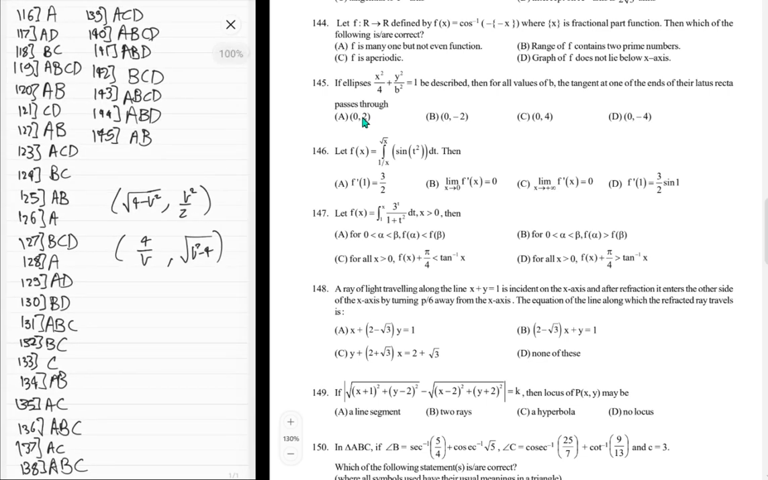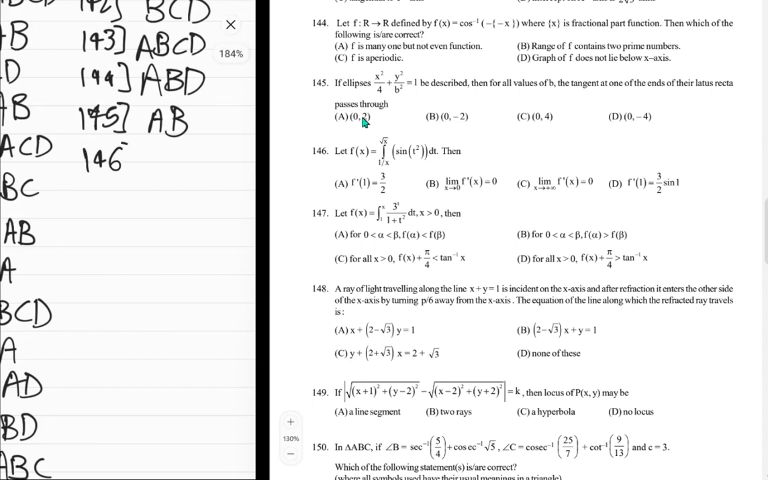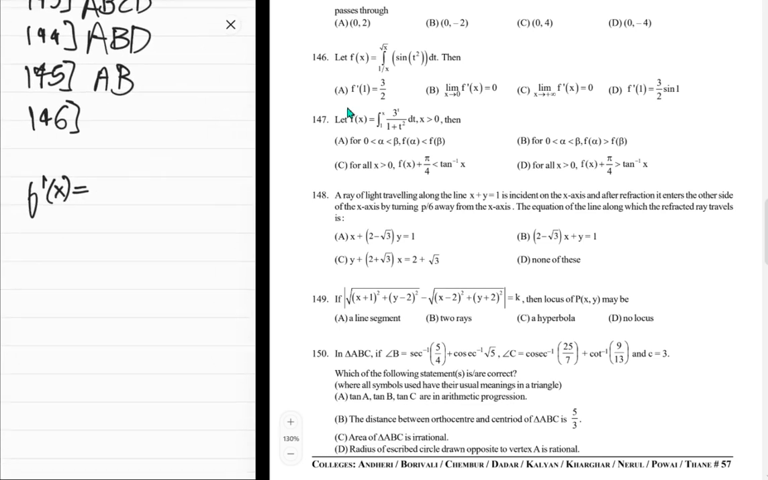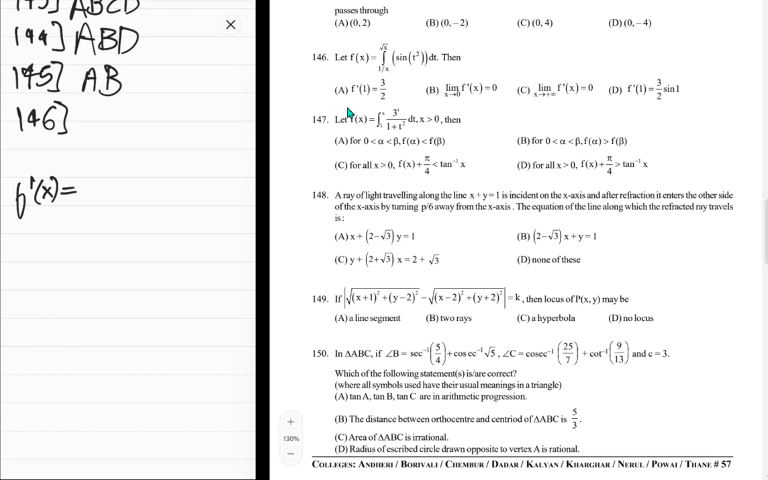Yeah, next. 146. Let f of x be equal to this, 1 upon x, square root of x, sin, whatever. अपने को क्या सिर्फ f dash का देखना है ना, तो फिर f dash of x पहले तो निकाल लो. f dash of x is, so क्या वो chain rule, whatever.